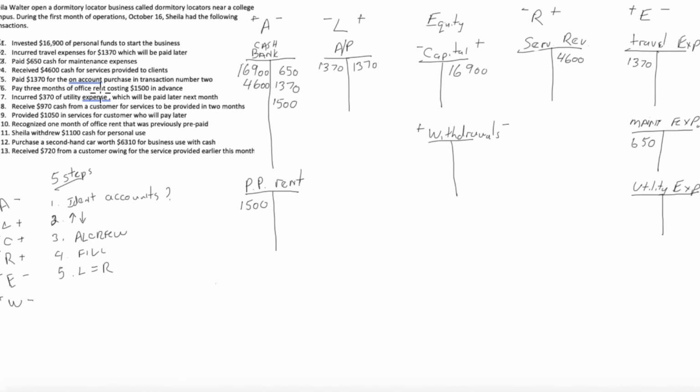Excellent. And which will be paid later next month. So it's a bill, right? So it's accounts payable because we're going to pay it later. All right. So the 2 accounts are accounts payable and utility expense.